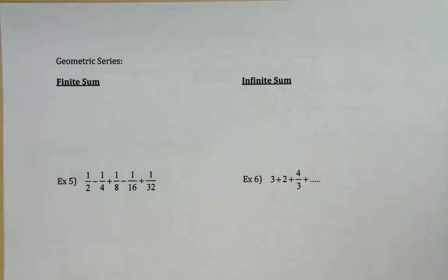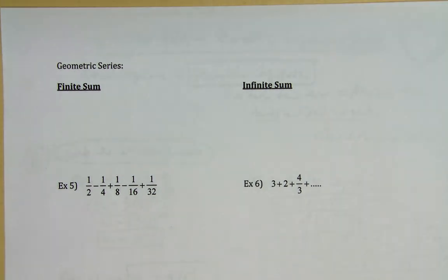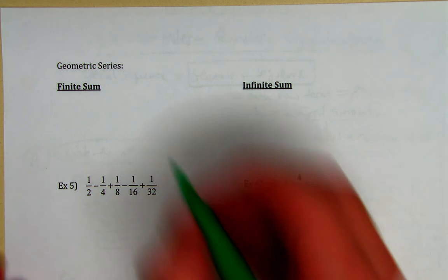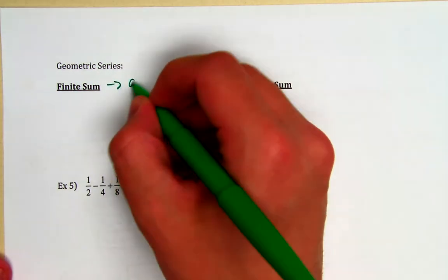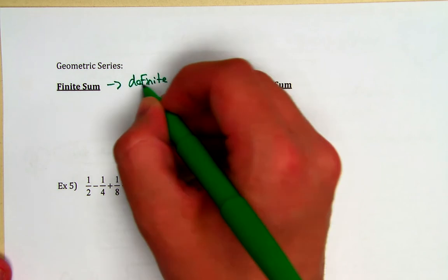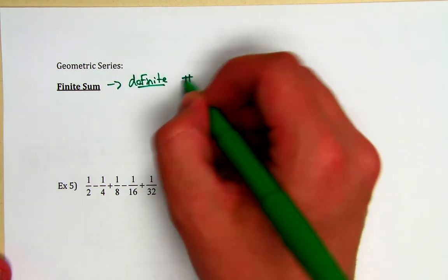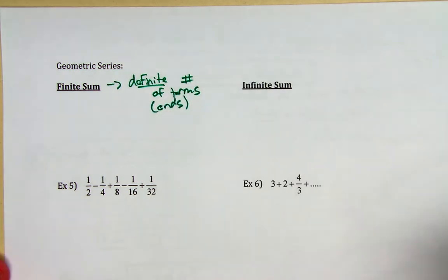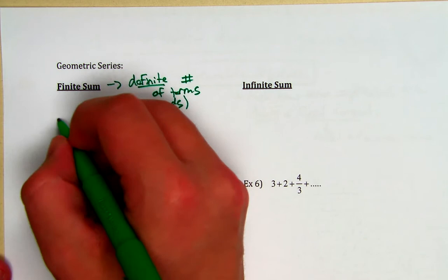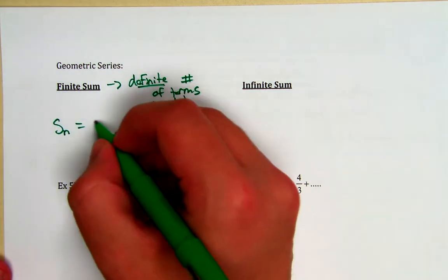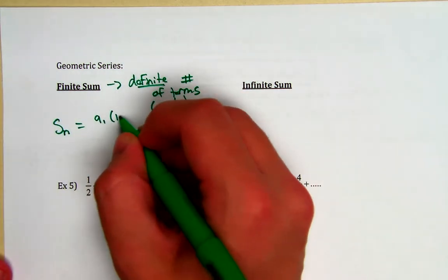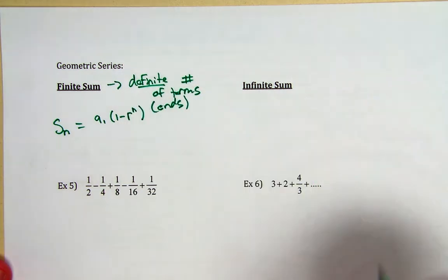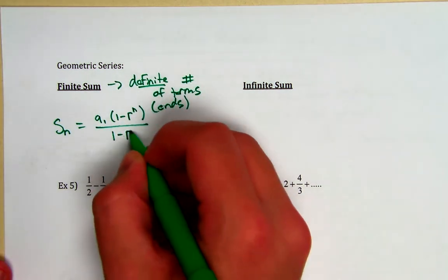Now, geometric series, you will often see it two different ways. You're going to see the sum of a finite series and the sum of an infinite series. So finite means it has a finite number of terms, or it ends, basically. The formula for this, so you need to memorize this, is the sum equals a1 times 1 minus r to the n, divided by 1 minus r.